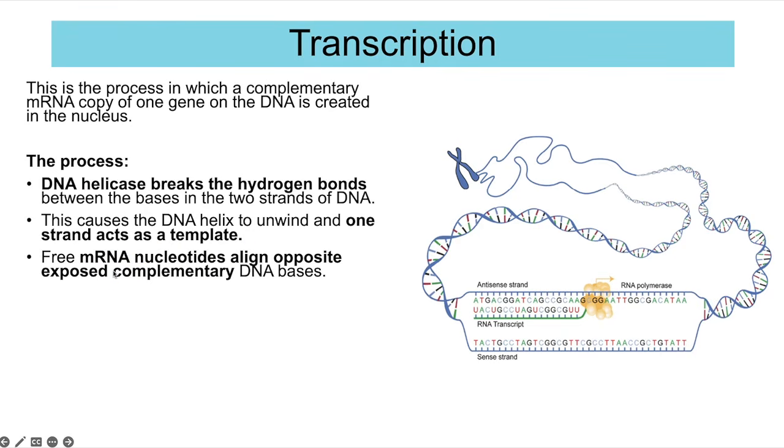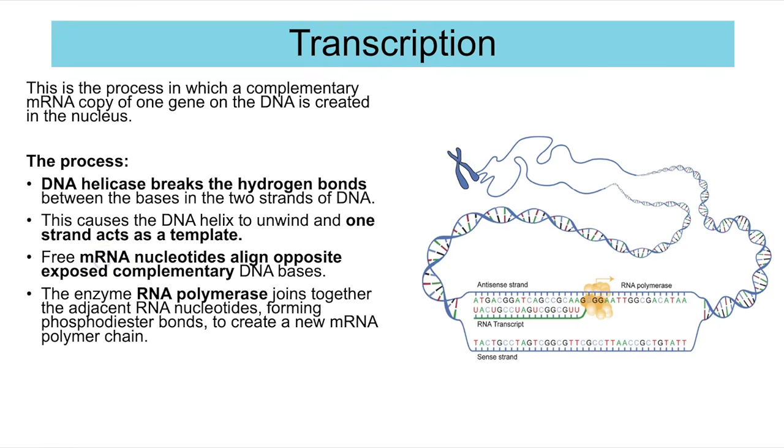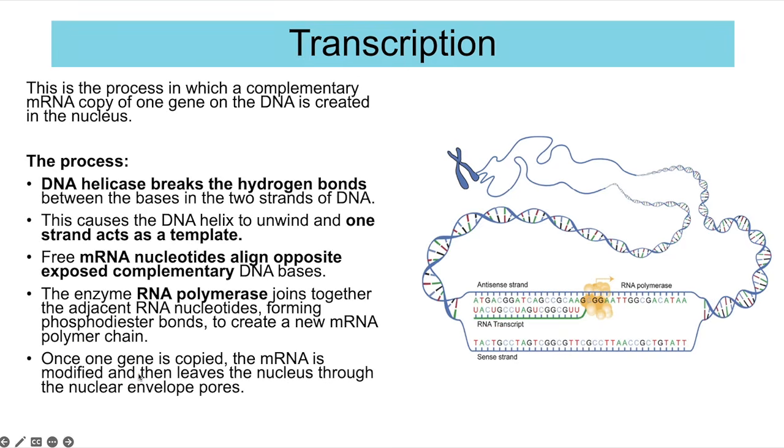Next then we have free mRNA nucleotides lining up opposite the exposed complementary bases on the DNA. Same concept, but this time it's mRNA nucleotides instead of DNA. And then the next bit again is very similar, it's just a slightly different enzyme. This time it's RNA polymerase that will join together the adjacent nucleotides, forming a phosphodiester bond through that condensation reaction. And that is how you then get an mRNA polymer. And once that one gene is copied, then you would have the introns spliced out, and then the mRNA can leave the nucleus via the nuclear pores and go and attach to a ribosome in the cytoplasm.